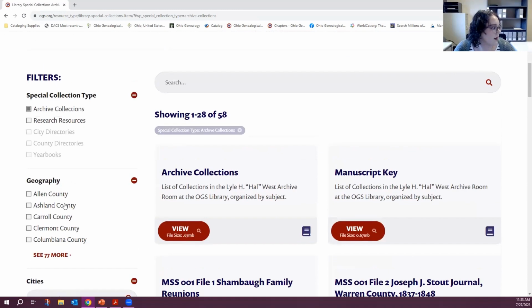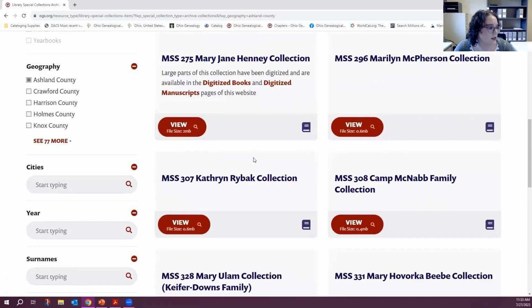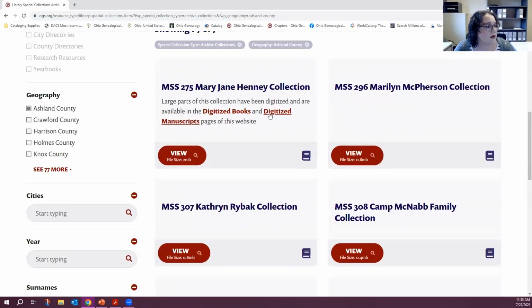So if we go back, let's say we're again back to Ashland County. If there are any parts of the collection that have been digitized, that will be noted, and we typically do it in this sort of subscript down here, and it will be hyperlinked to the digitized collection, and that type of information you would have to be a member to view.